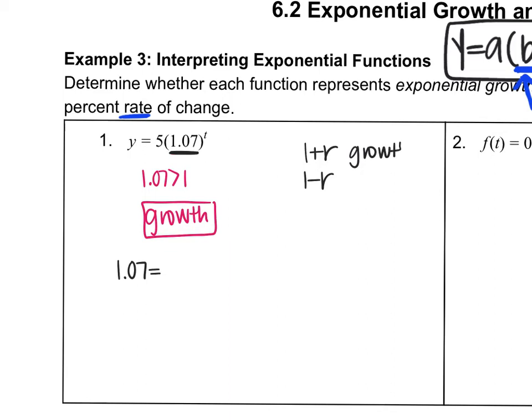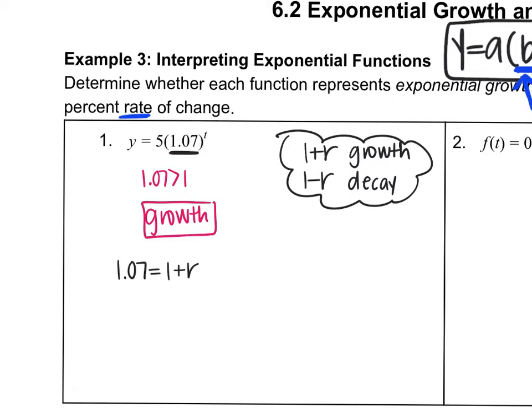1 plus r is for when it's growth. 1 minus r is when it's decay. So in this case, because it is exponential growth, I'm going to set this equal to 1 plus r, and I'm going to solve for r because that's what I'm trying to find, rate. The rate of change would be r. I'll solve for that by subtracting 1 on both sides. I'll get 0.07 equals r.